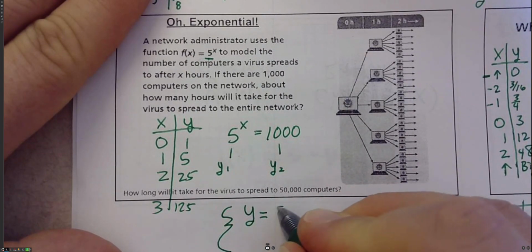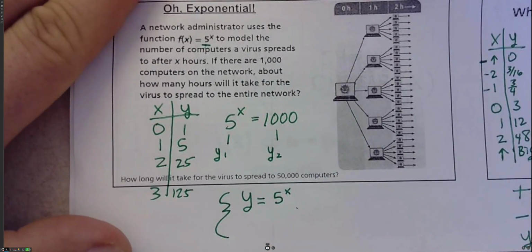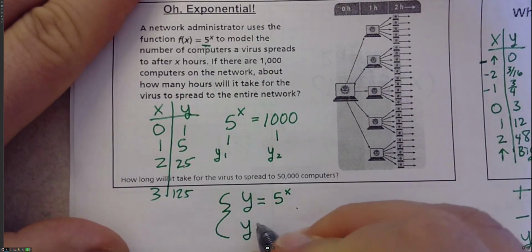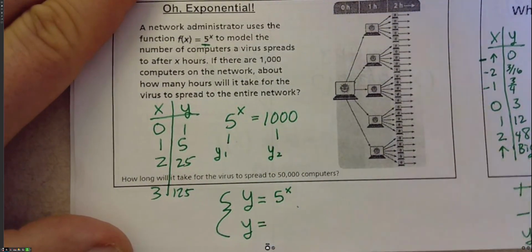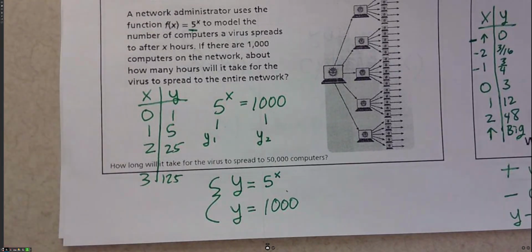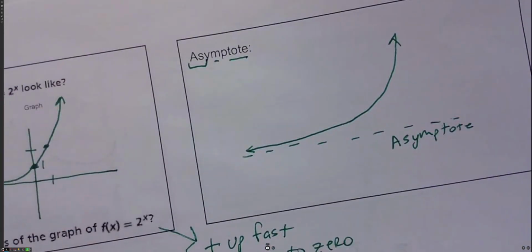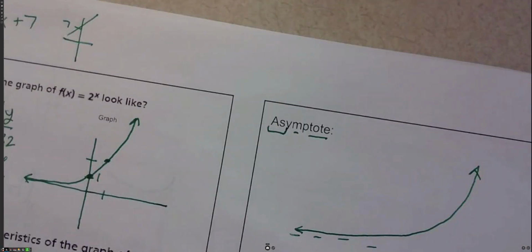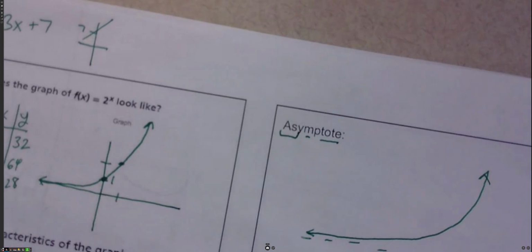y equals 5 to the x, and y equals 1,000. What did I just write? We just wrote a system. How do I find the solution of this system? Throw it into Desmos. If I go to Desmos, and we want the graphing calculator, and I type in y equals 5 to the x, and y equals 1,000. Okay, I got to zoom way out.